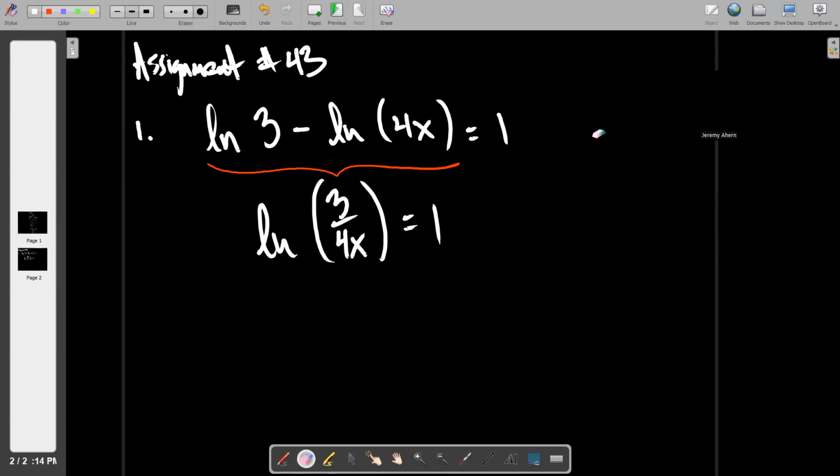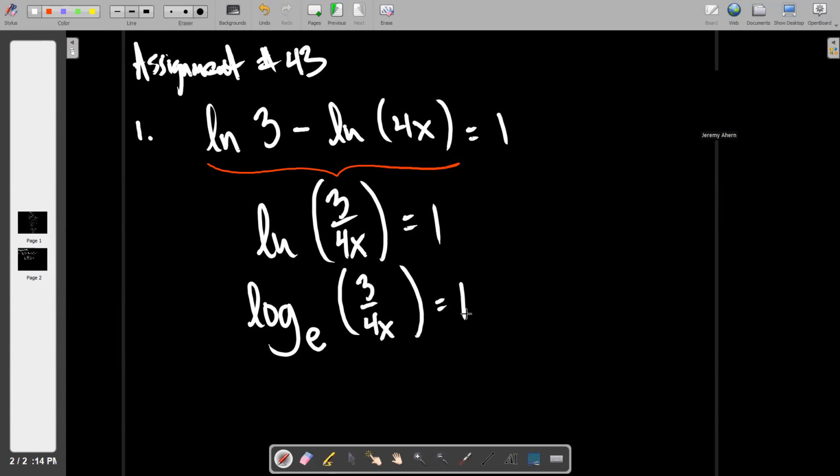It is e. So I'm going to write this down for you, but I'm probably not going to do this beyond this point. Remember that the natural log, another way to write this could have been log base e of 3 over 4x equals 1. And if you want to continue to write your natural logs as log base e for the foreseeable future, you go ahead, okay? Just know that I'm probably not going to.